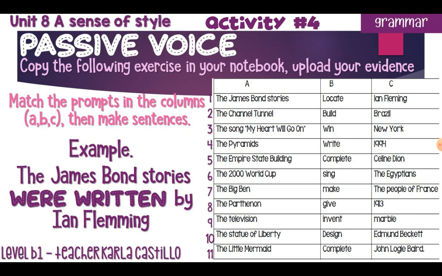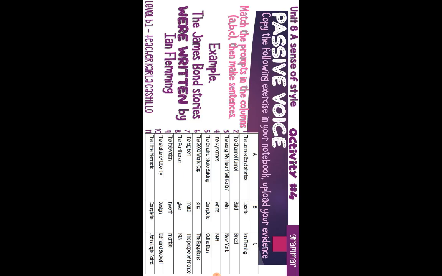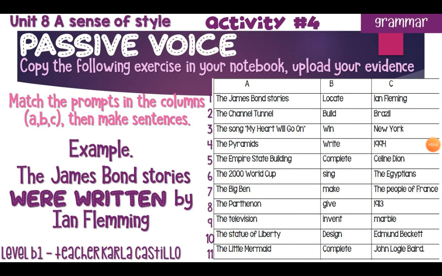Okay, in this case, you have to match the prompts in the columns A, B, or C, which is what was done, who did it, well, the verb, okay, the done, and then who did it. The example that you have there, the James Bond stories were written by Ian Fleming. Okay, it doesn't matter. Well, you must use your internet to check about Brazil, the song My Heart Will Go On, the pyramids, the Empire State Building. Do you know what was done in 1913? Do you know what's the meaning for marble? Well, you're going to check that.